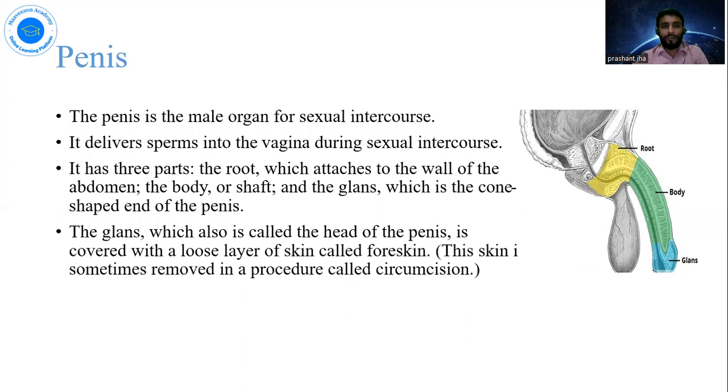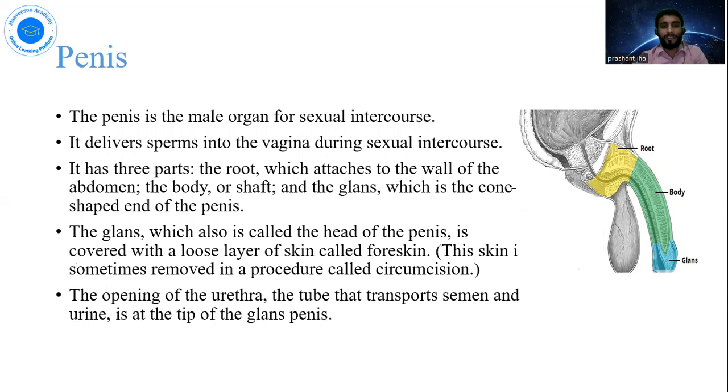The glans, which is also called the head of the penis, is covered with a loose layer of skin known as the foreskin, and this skin may be removed at some time. The removal of foreskin is known as circumcision.